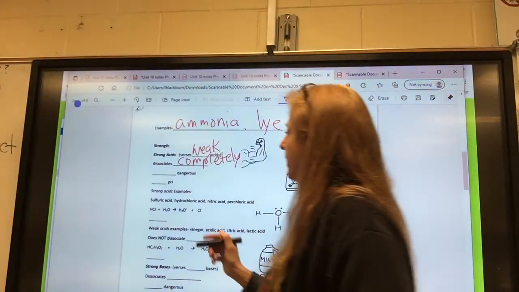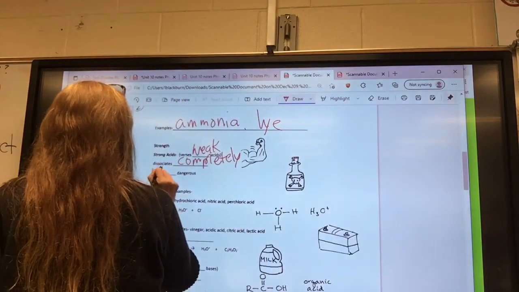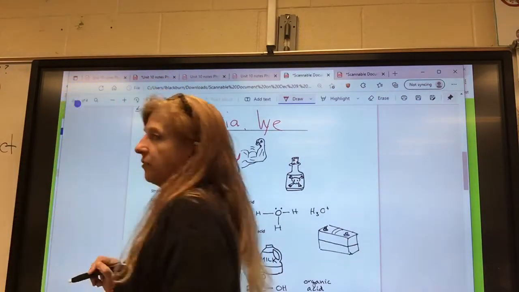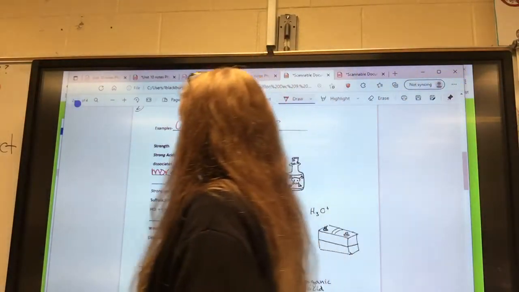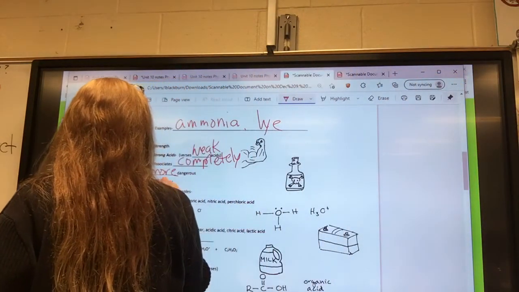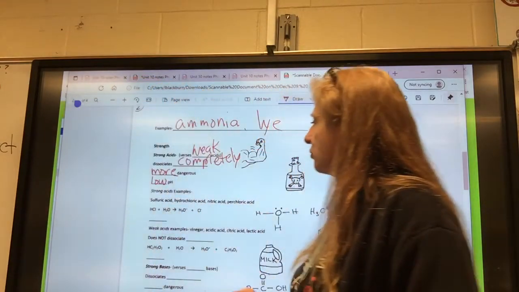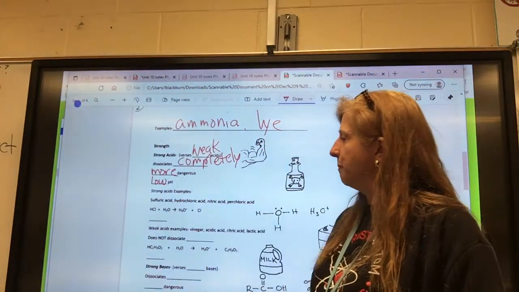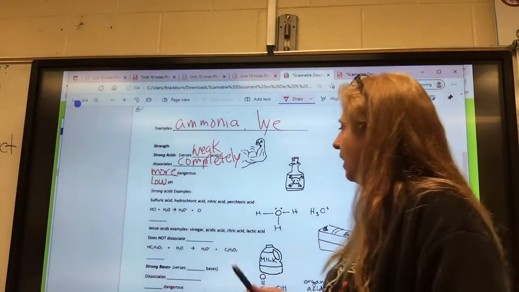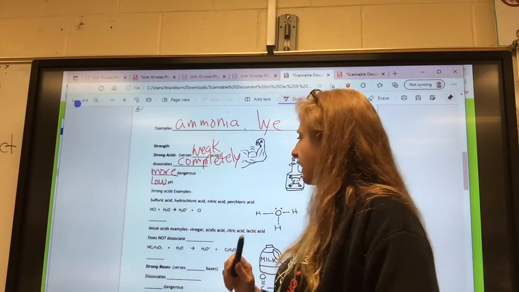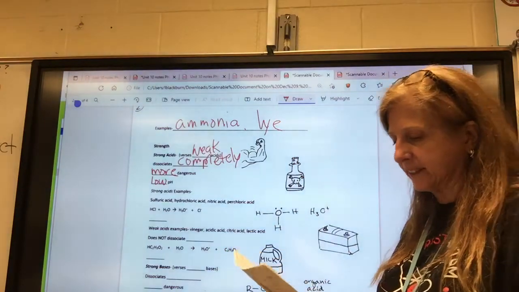So they are more dangerous than weak acids. So hydrochloric acid is more dangerous than lemon juice. And they also have a very low pH if they're strong. Examples of strong acids are sulfuric acid, that's battery acid, and hydrochloric acid, that's your stomach acid. Nitric acid and perchloric acid are all very strong acids.